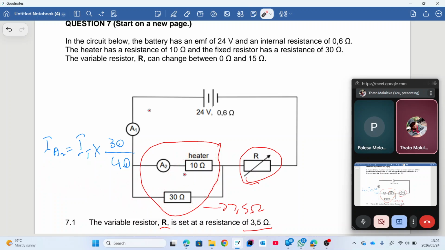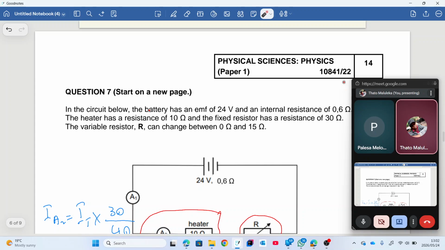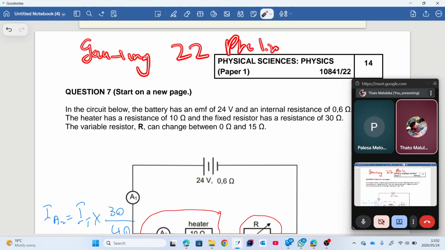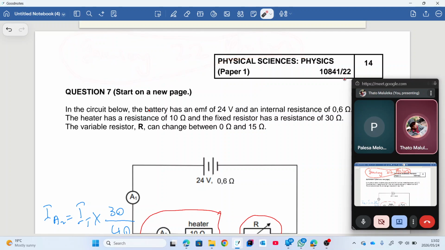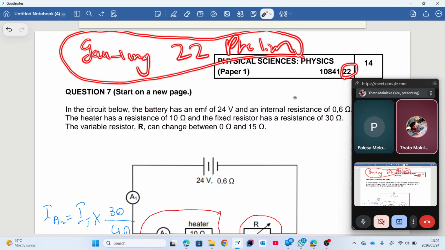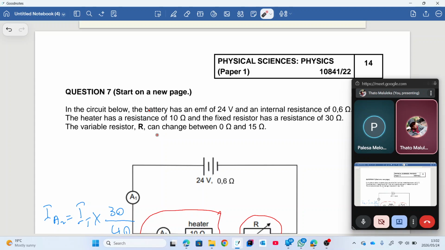Okay. So that is the logic behind me giving you this, right? And by the way, I nearly forgot. This is Gauteng 2022 prelim, just in case you'll want to see the memo after. You look at this number, it will tell you the year. So Gauteng 2022, paper one.